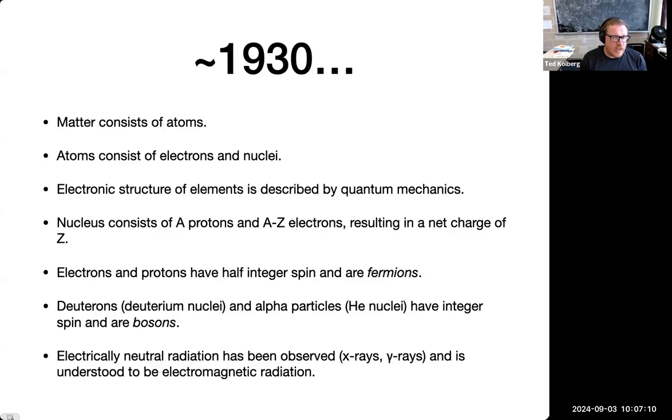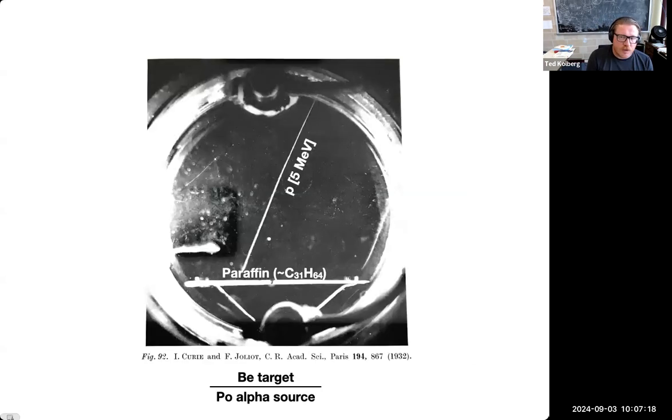So this is a relatively complete picture, which is about to be complicated by a couple of different discoveries. The first of those discoveries is a picture that you see here. This is an experiment by Curie and Joliot. They have a beryllium target and a polonium alpha source. So they point the polonium at the beryllium, and then they expose the radiations which are coming out of this arrangement.